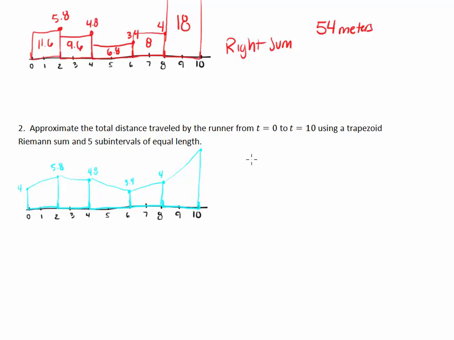Now to find the area of a trapezoid, the formula is you add your 2 bases together, so base 1 plus base 2, and you divide by 2. So you're finding the average of the bases, and then you times it by the height of your trapezoid. Now you got to be careful. The height of a trapezoid is the distance between your 2 parallel sides. So for our little figures right here, this distance right here is going to be our height.